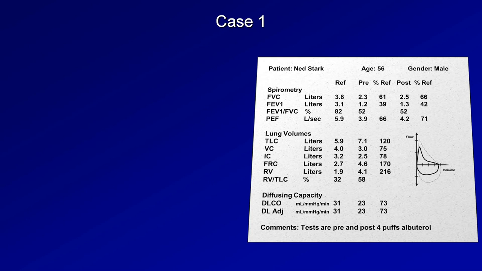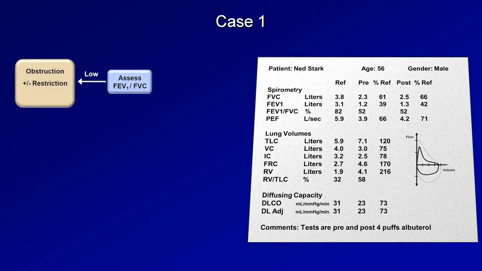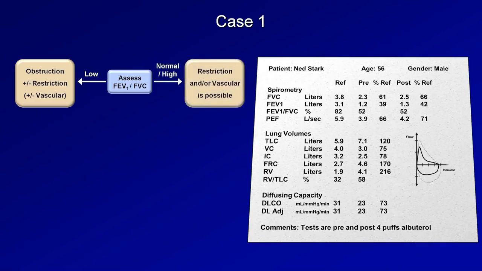So remember that the first step in our diagnostic algorithm when interpreting PFTs is to examine the FEV1 to FVC ratio. If it's low, it means the patient must have obstructive lung disease and may or may not also have restrictive lung disease. Theoretically, they may also have vascular disease as well, so we'll include that here for the sake of completeness. If the FEV1 to FVC ratio is normal or high, the patient may possibly have either restriction and or vascular lung disease, or their lungs may be totally normal.